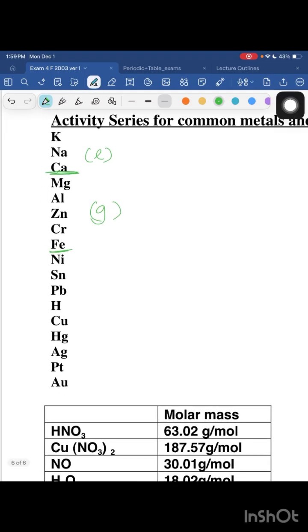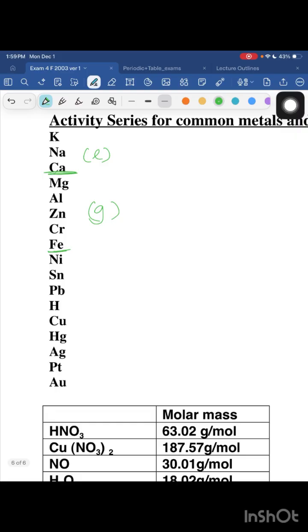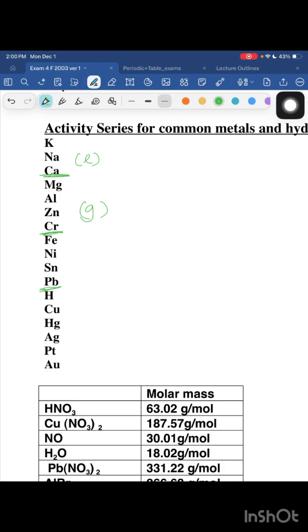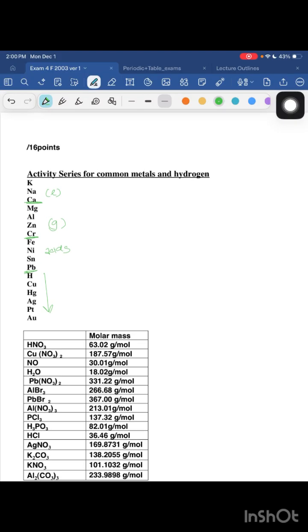Everything here, this doesn't seem right. I think they didn't put one. Anyways, these are, why did they not put it? Doesn't matter. These can react with acids and everything below cannot. So that is our little setup we've got going on.